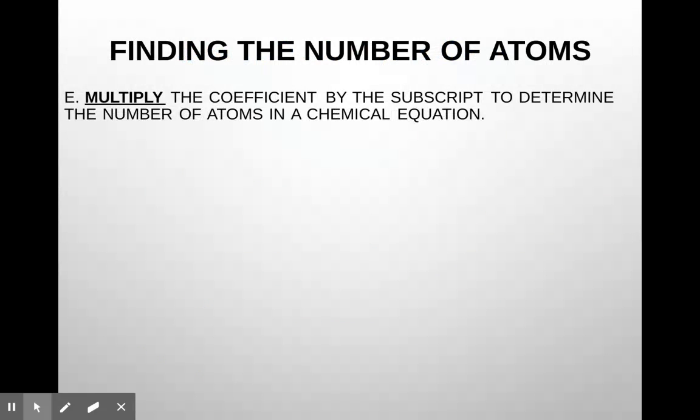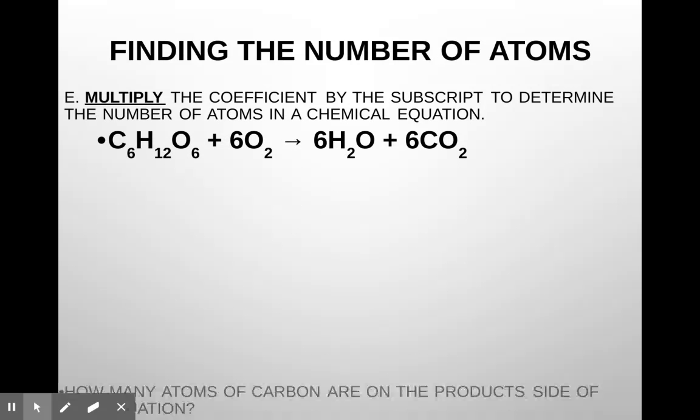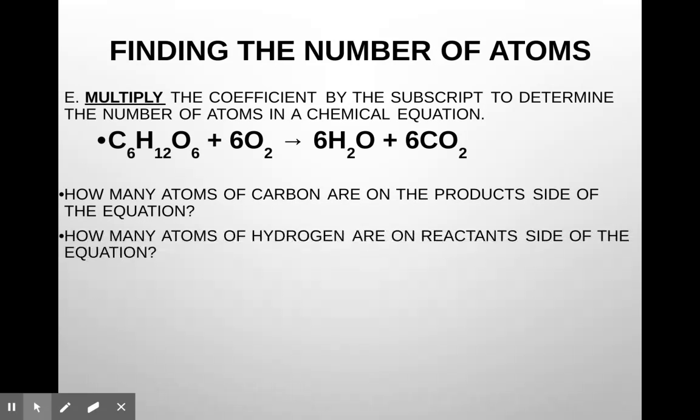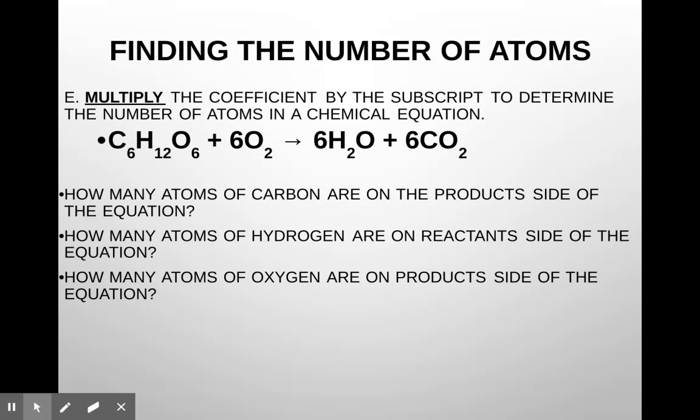Finding the number of atoms. Multiply the coefficient by the subscript to determine the number of atoms in a chemical equation. How many atoms of carbon are on the reactant side of the equation? On the left side, that'd be 6. How many hydrogen are on the reactant side of the equation? That would be 12. And then oxygen: we have 6 here, and we have 2 here, but 6 times 2 is 12. So 12 plus 6 is 18 in total. So 6, 12, and 18.